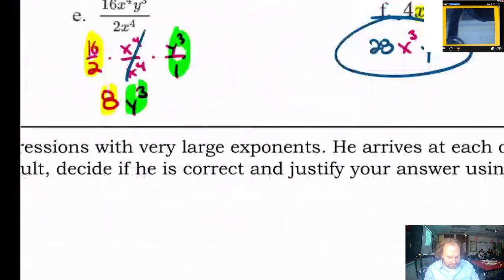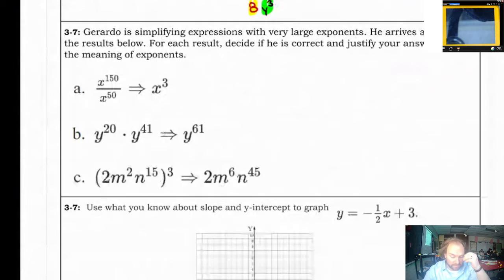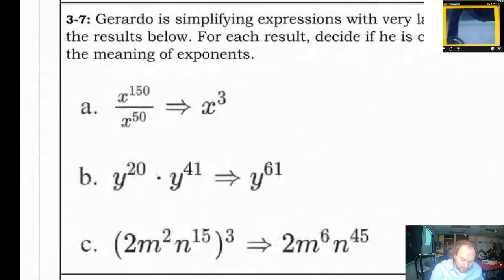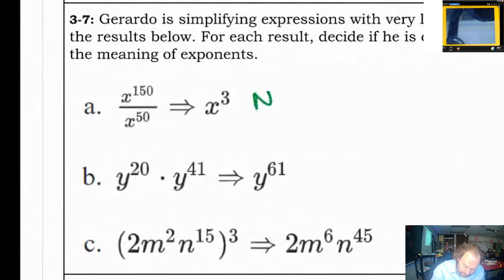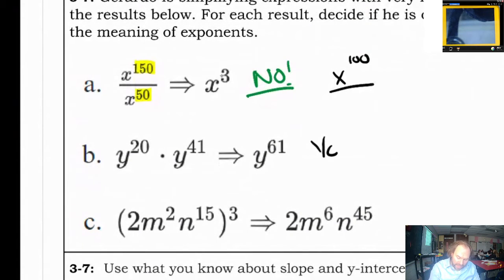Okay, next question. 3.7, Gerardo is simplifying expressions with very large exponents. He arrives at each of the results below, and for each result, decide if he's correct and justify your answer. Well, for question A, it's a hard no. Because what he should be doing there is taking 150 and subtracting 50 to get x to the 100th power. Classic mistake. Question B is totally correct. He's adding correctly. 20 plus 41 is 61.